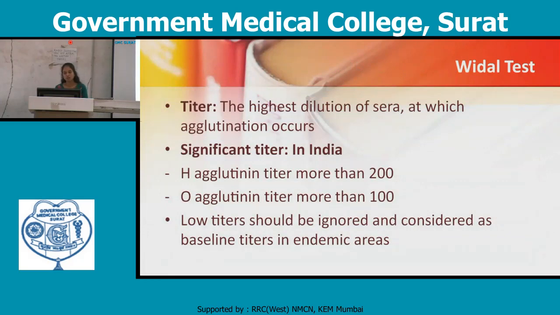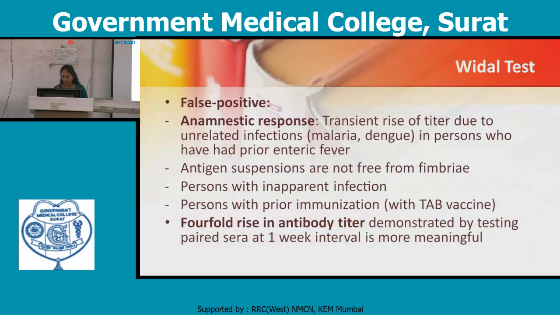Significant titer in India is 200 or more in H agglutination, and 100 or more in O agglutinin titer. Lower titers should be ignored and considered as a baseline titer in endemic areas. A false positive Vidal test is seen in an anamnestic response, that is a transient rise of titer due to unrelated infection like malaria and dengue in a person who has had prior enteric fever.